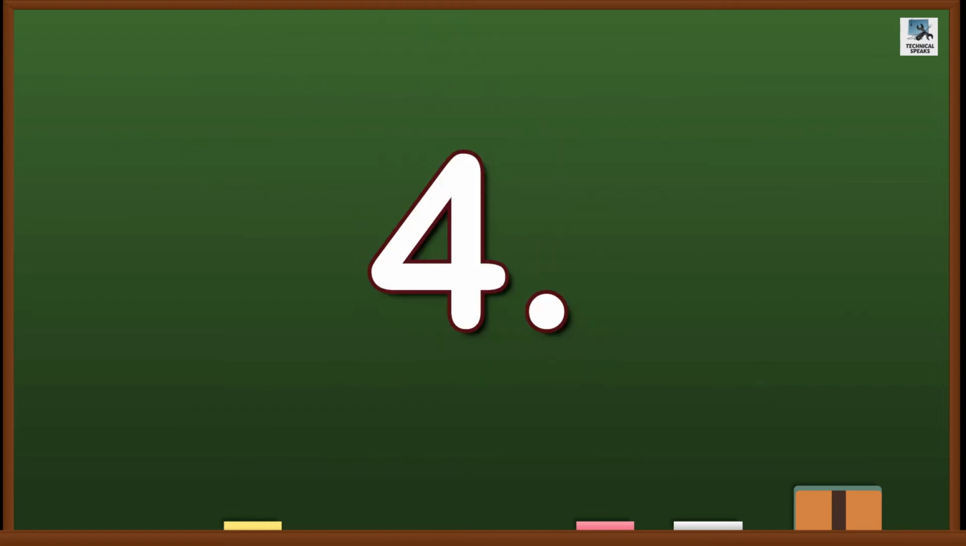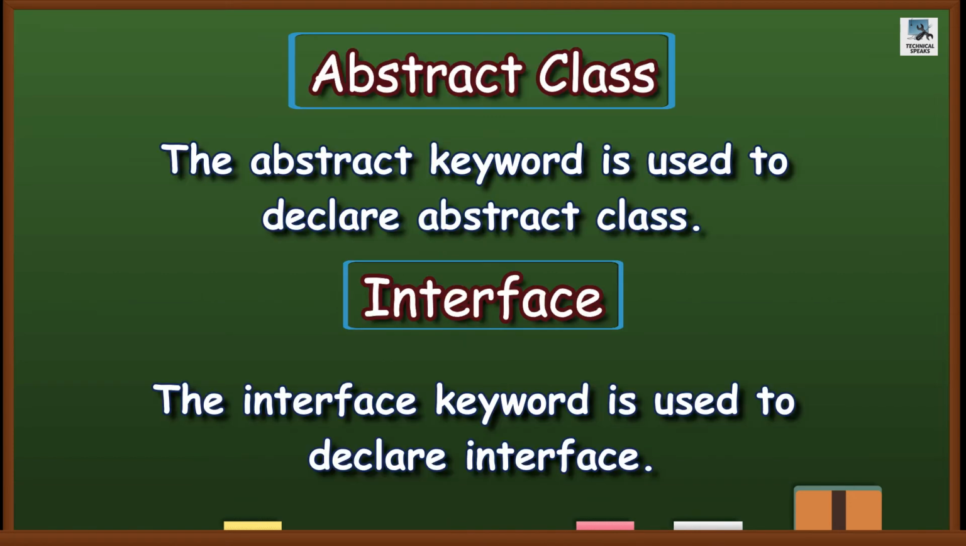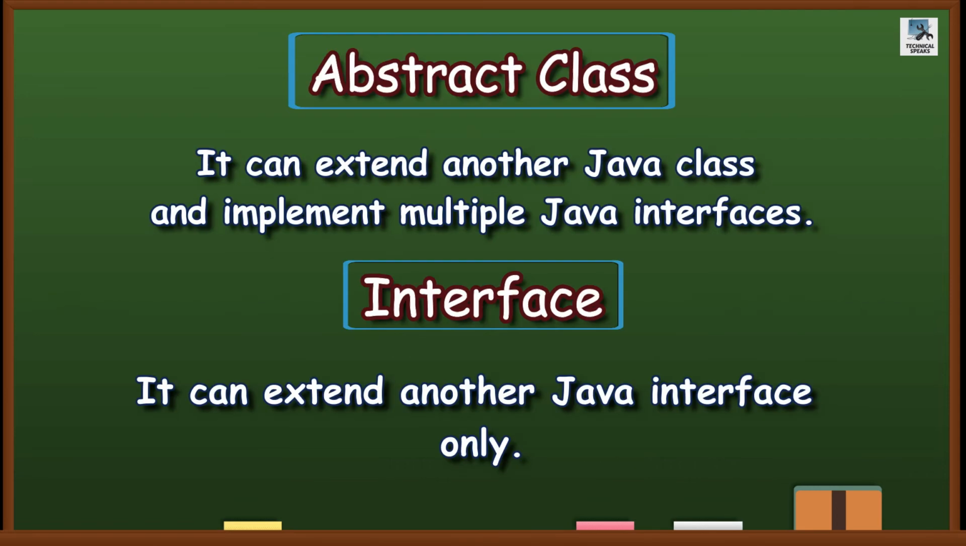The fourth one is, in the case of an abstract class, it can provide the implementation of an interface, and in the case of an interface, it cannot provide the implementation of an abstract class. The fifth point is, the abstract keyword is used to declare an abstract class, and the interface keyword is used to declare an interface.